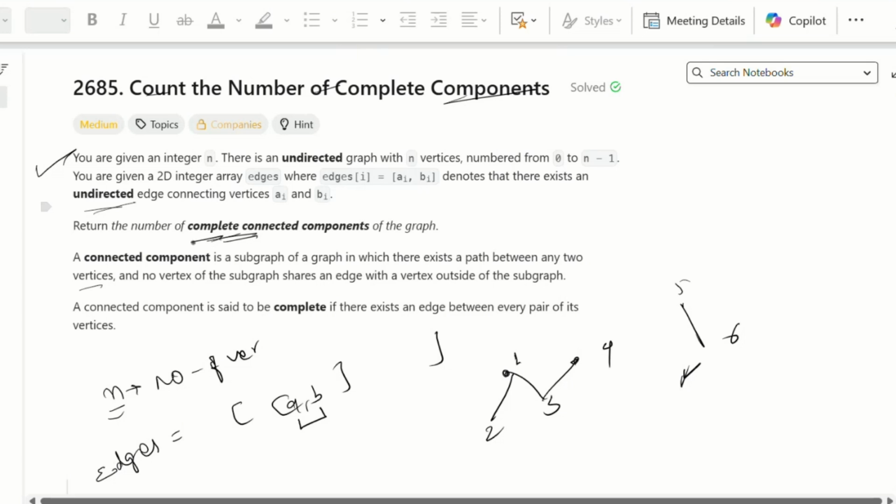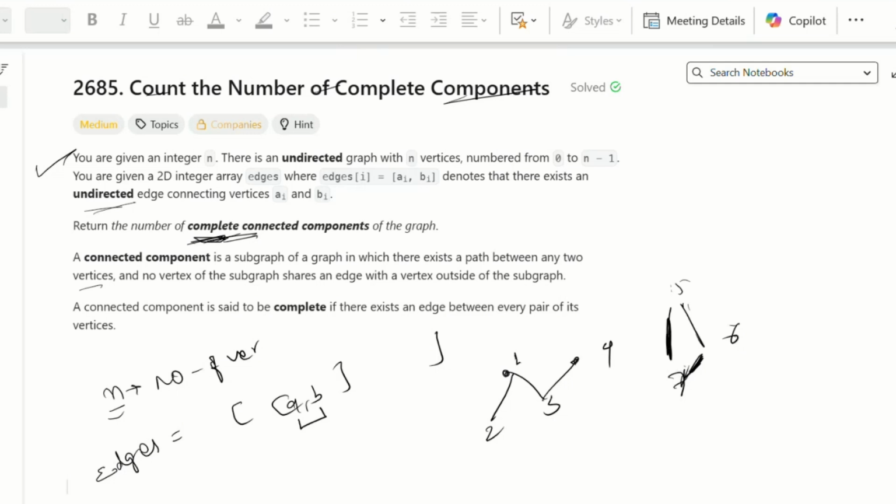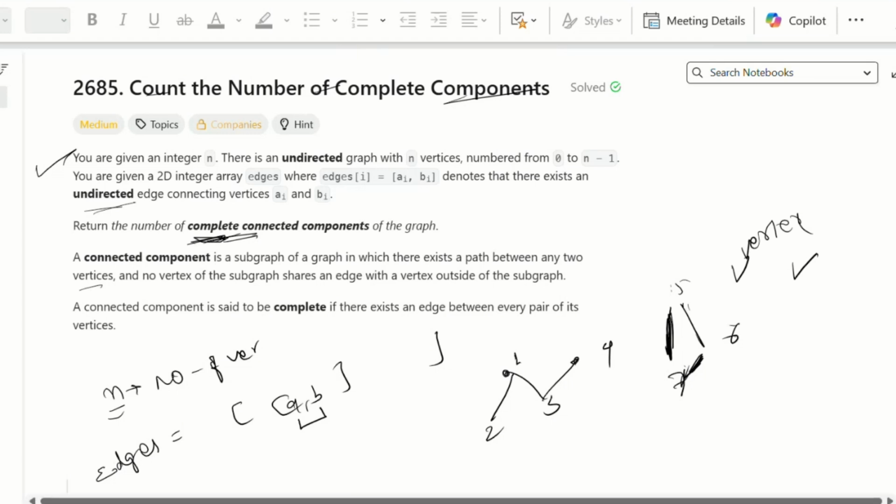But if we talk about a complete connected component, what does complete mean here? Suppose there are 5, 6, and 7. There are three vertices and two edges. So this is not considered complete. Why? Because between 5 and 6 there is an edge, between 6 and 7 there is an edge, but there is no edge between 5 and 7. If there is an edge between every pair of vertices, then we can say it is a complete connected component. So if I draw an edge between 5 and 7, it is now a complete connected component. If we talk about this one, it is also not a complete connected component.